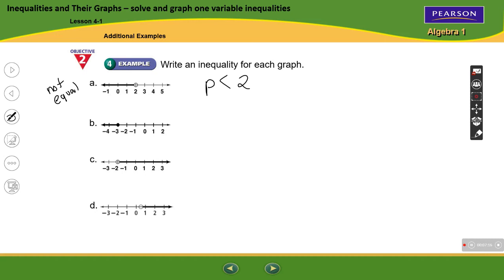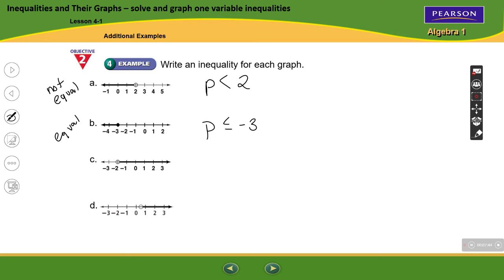So this one we have a filled in circle, letter B, so we're going to use inclusion. So we are going to use a less than or equal to or greater than or equal to, so I'm going to put my letter. I'm going to put the number where the dot is, and I'm going to decide which symbol to use. We're pointing again to the left, so I know it's less than, and this time because the dot is filled in, we are going to include -3 as part of our solution, so it's less than or equal to.